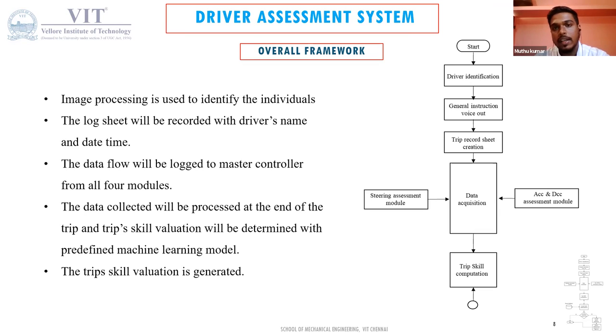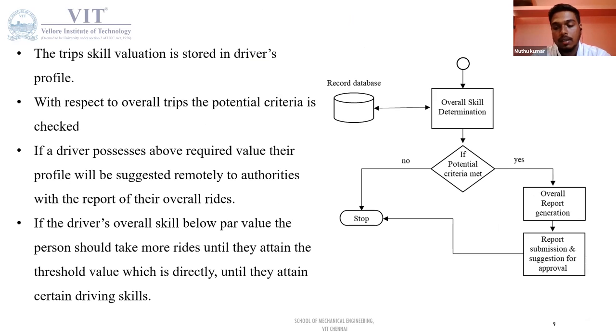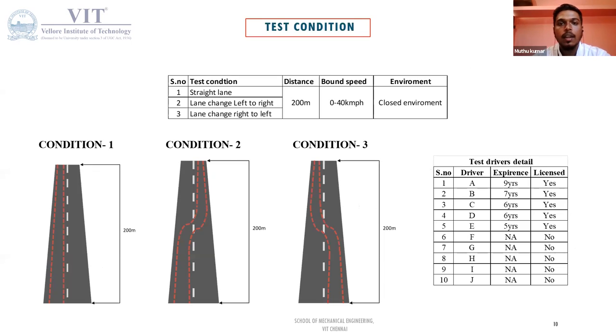Once the trip has started, the various sensors I've been using collect data from all modules. At the end of the trip, the data is given to the model, and results are given out by the developed model. We have a database in the system, so it stores the result of the trip. At the end of the program, if you meet the criteria, the system will say yes, you are very skilled, you can proceed to your next process. If not, you will be suggested to take more trips.